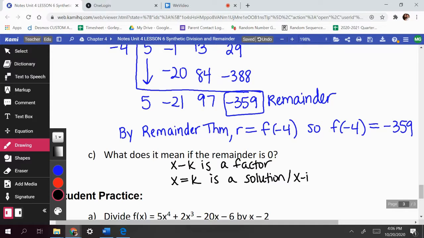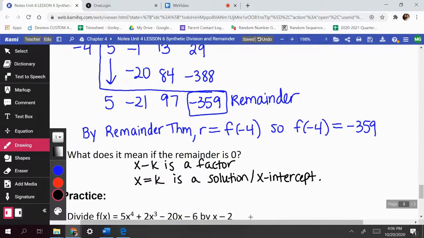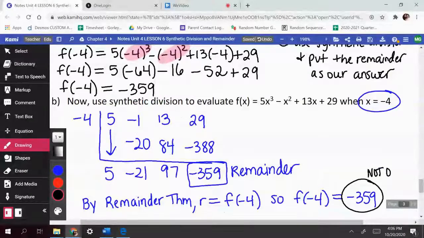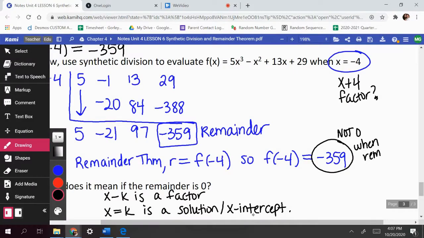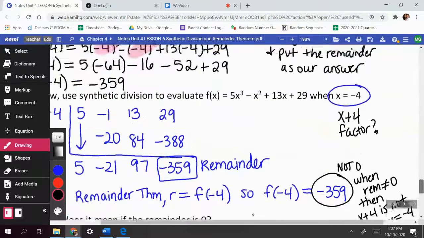or x-intercept. Remember, solution and x-intercept we can use interchangeably. So because this remainder was not 0, then our divisor would not be a factor. When the remainder doesn't equal 0, then x plus 4 is not a factor. And x equals negative 4 is not a solution.